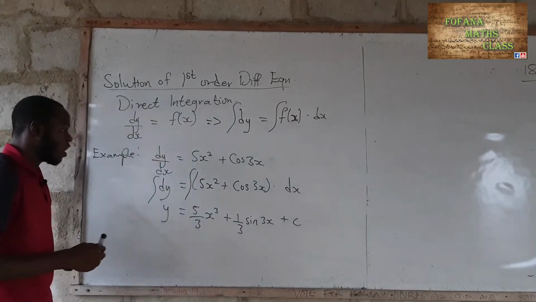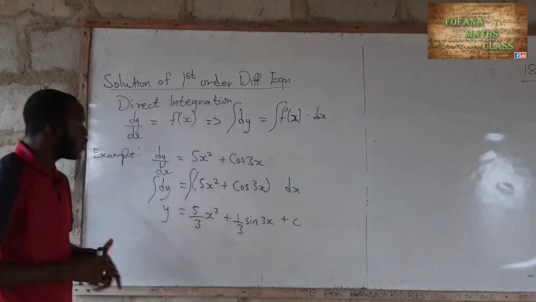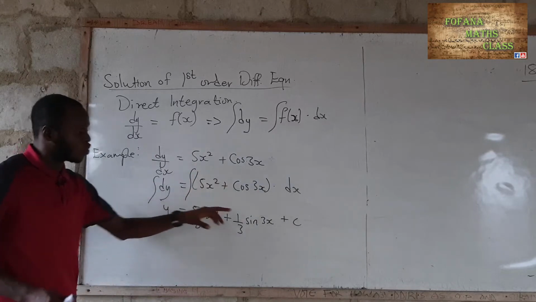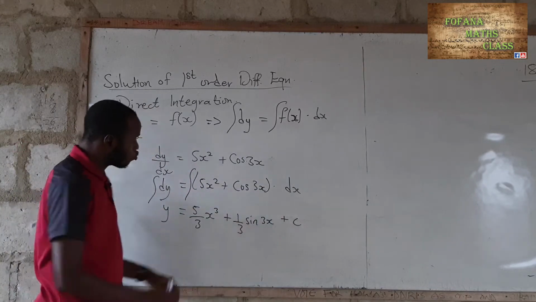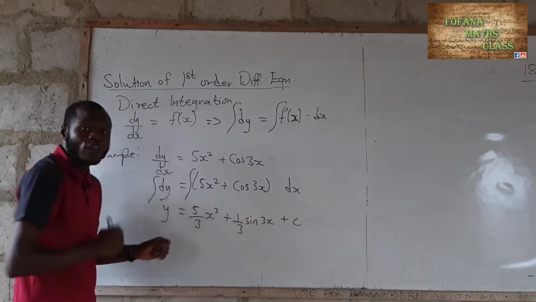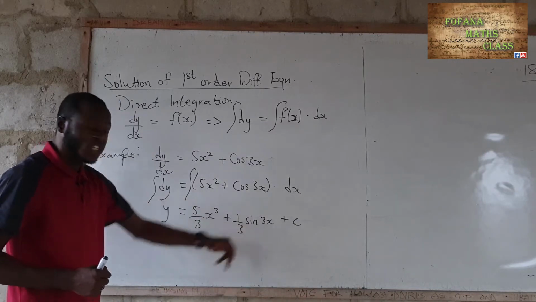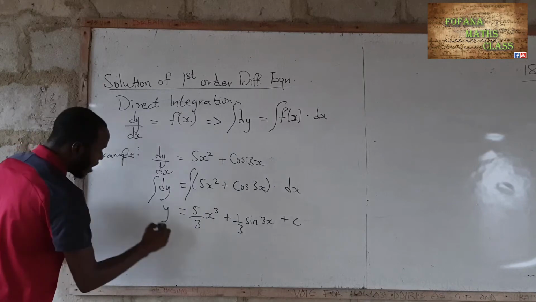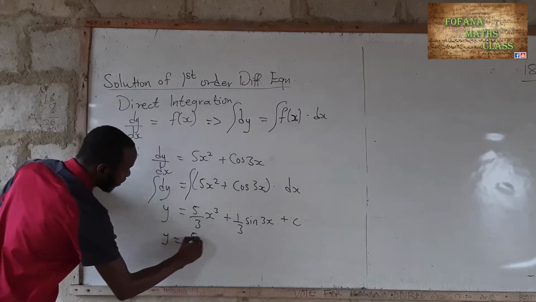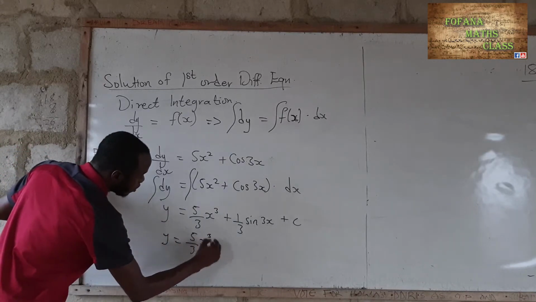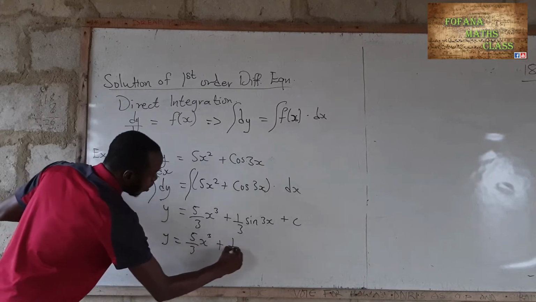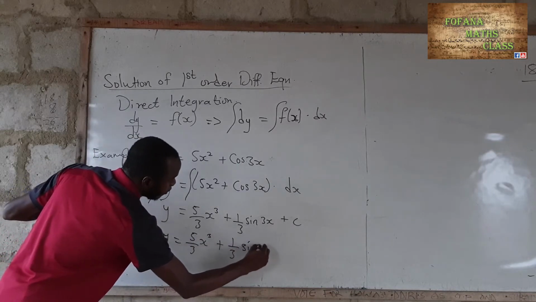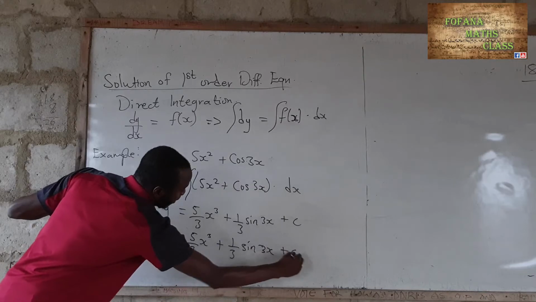When you integrate without a limit, that is an indefinite integral; if the integration had a limit, this constant wouldn't come. So this one means that we don't know the limit of the equation that we are dealing with. Now you realize that we have y equal to 5 over 3 x to the power 3 plus 1 over 3 sine 3x plus the constant.